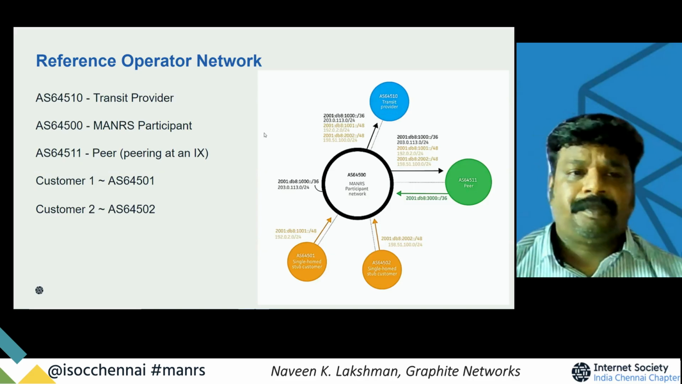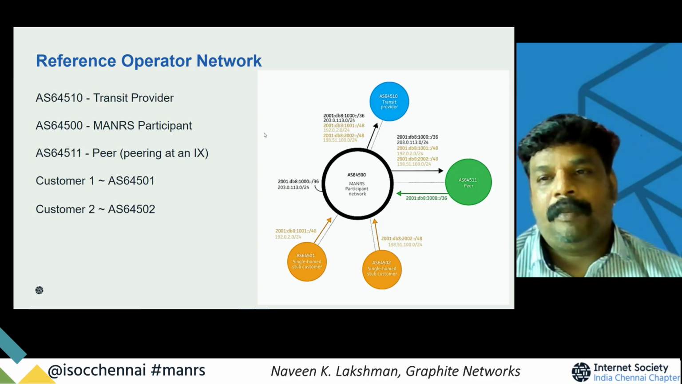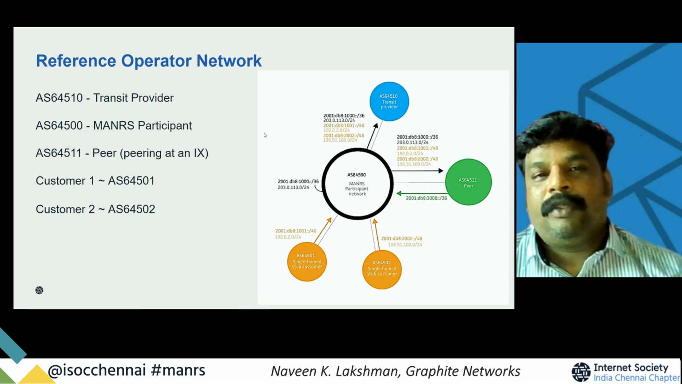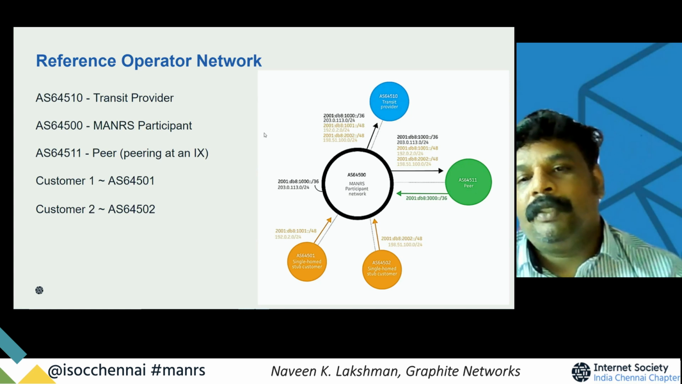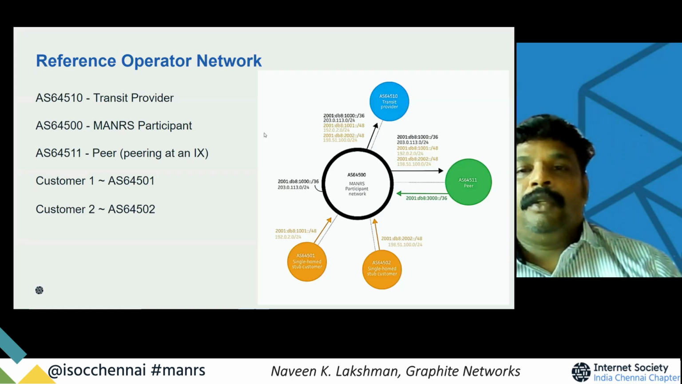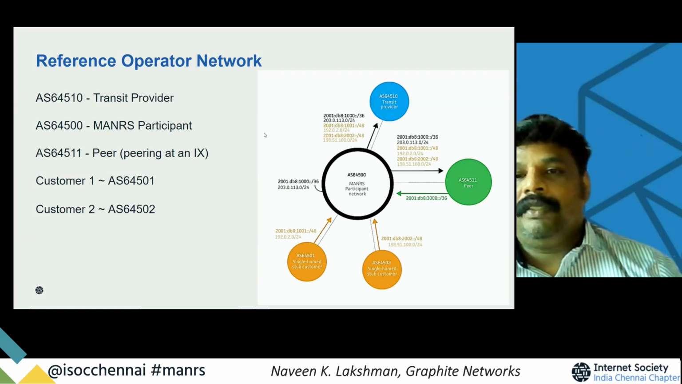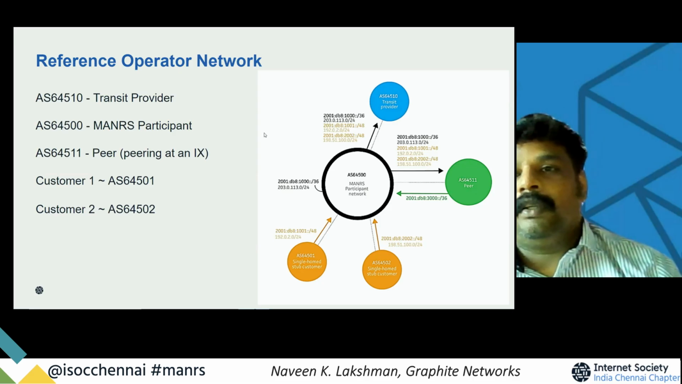So this is the operator network. Take a couple of minutes to try to understand it, because whatever references I make will be based on this particular diagram. You have an AS number 64500 and you are planning to adopt MANRS on your network, meaning that you're going to implement all four MANRS actions so that you don't propagate any unwanted routing information. You're going to implement anti-spoofing techniques, global coordination, and update your routes in the IRR or RPKI.